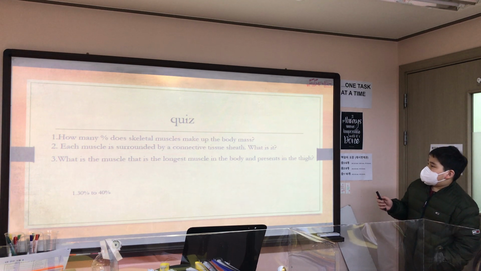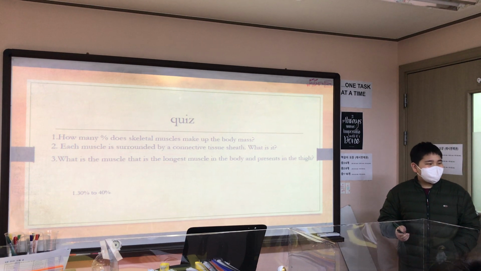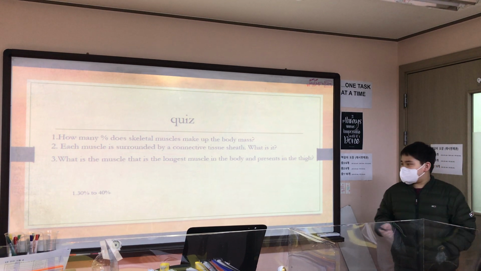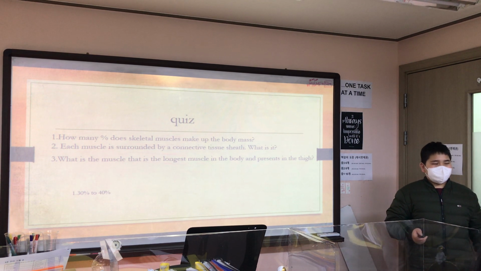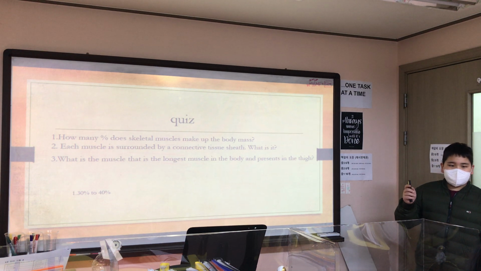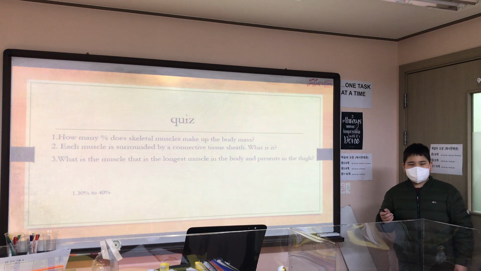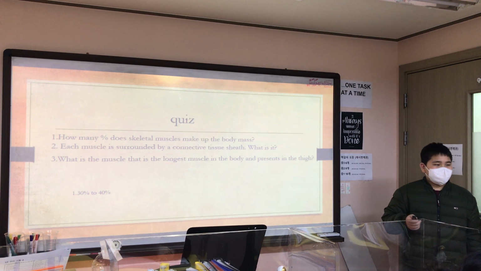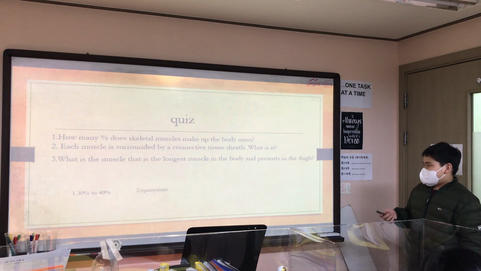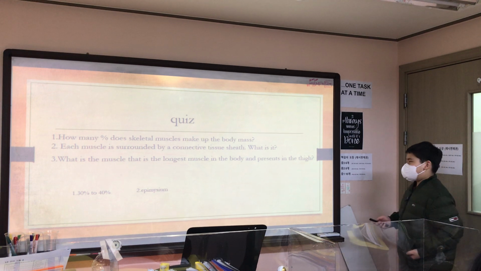Second, each muscle is surrounded by a connective tissue sheath. What is it? Embryonic. No, but it was close. Hint: it starts with EM. Please tell the answer. EMB. Epimysium. Okay, oh, it's EPM. Sorry.